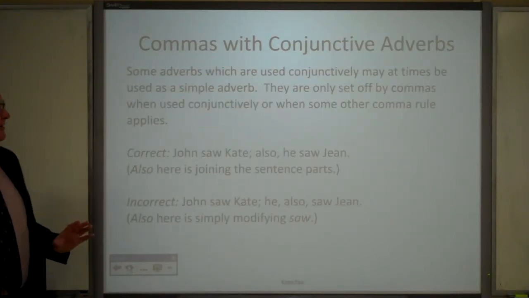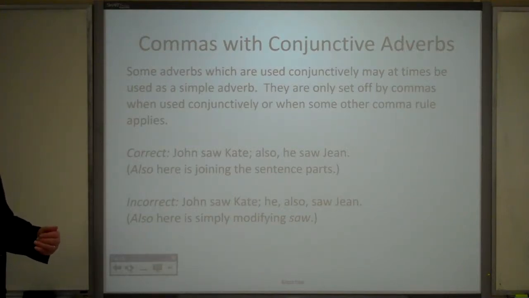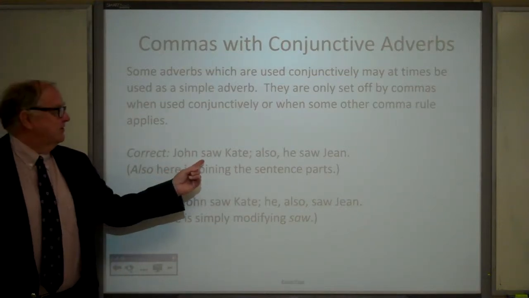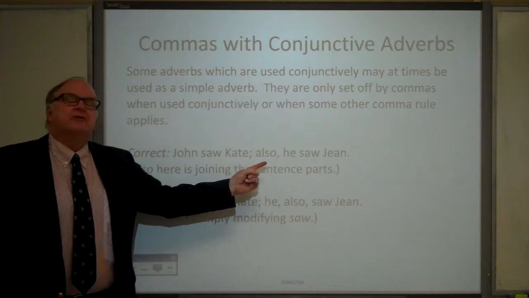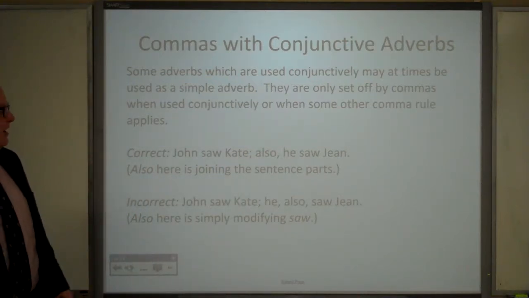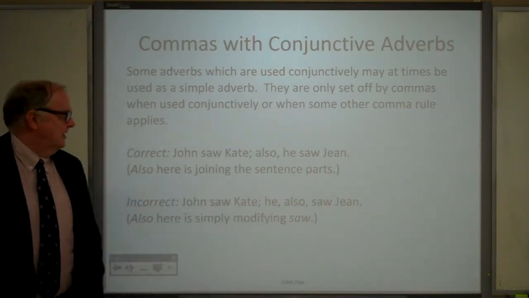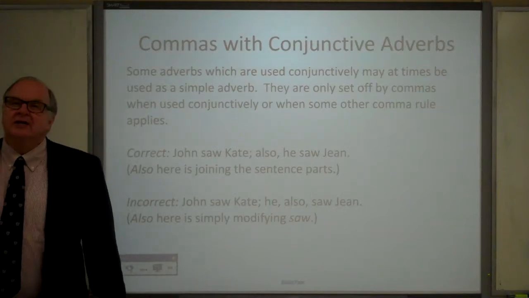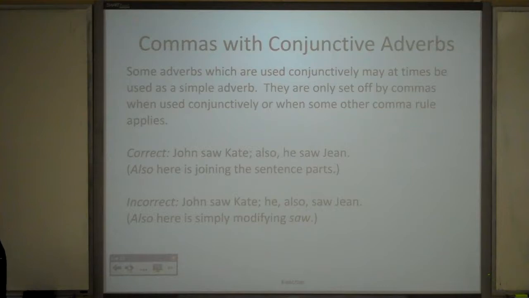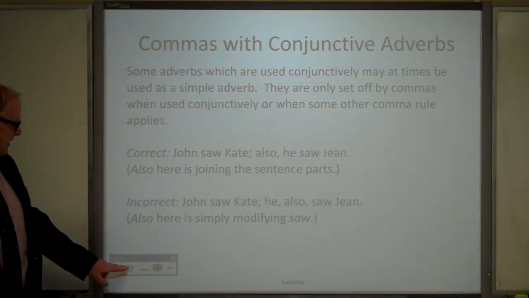Now, you do have to be careful, because some of these conjunctive adverbs sometimes are used simply as plain old ordinary adverbs. In this sentence, "John saw Kate; also, he saw Jean," it is acting conjunctively. It's kind of joining the two clauses together. But in this sentence, "John saw Kate; he also saw Jean," there it's just acting as a simple adverb, so you wouldn't be setting it off by commas. So you do have to be a little bit careful about that.